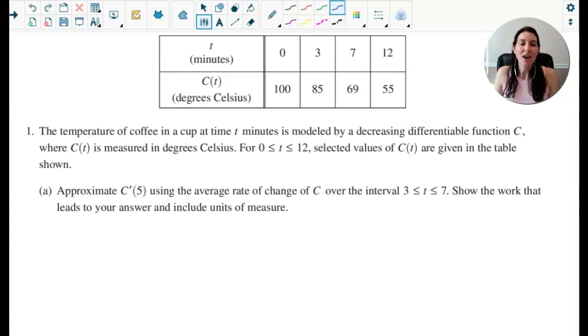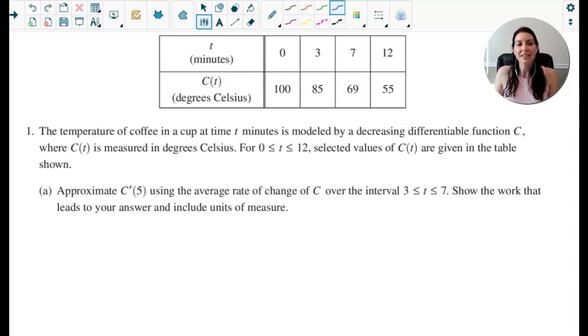Here is problem number 1, and it says the temperature of coffee in a cup at time t minutes is modeled by a decreasing differentiable function c, where c of t is measured in degrees Celsius. For 0 ≤ t ≤ 12, selected values of c of t are given in the table shown.